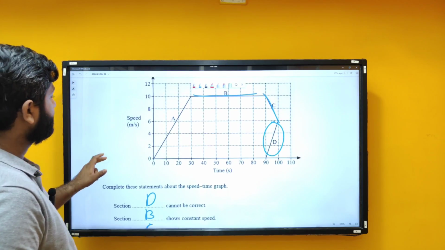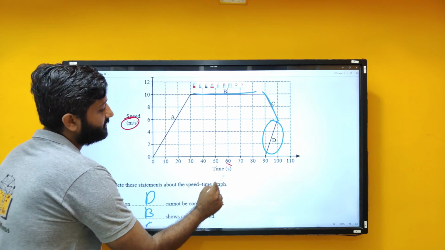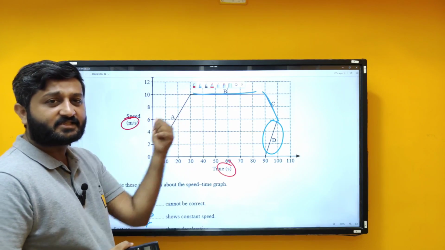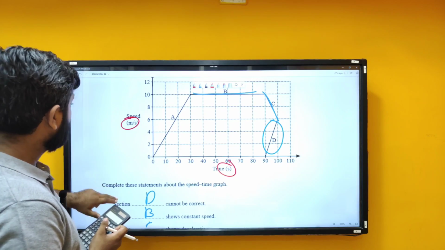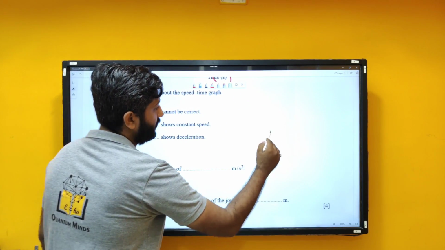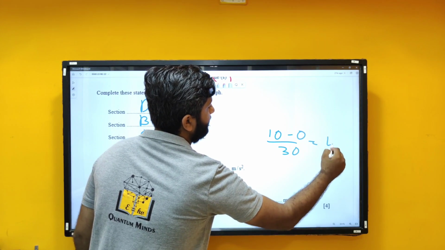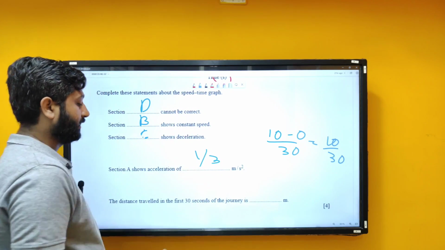So we are supposed to find acceleration. Let us first check the units. The units are meter per second and second. So the units are the same, no need to convert. Acceleration is change in speed upon time. So 10 minus 0 upon 30, which is 10 by 30 or 1 by 3.